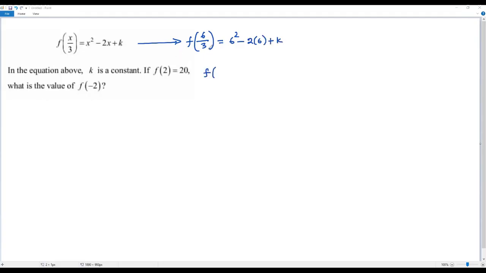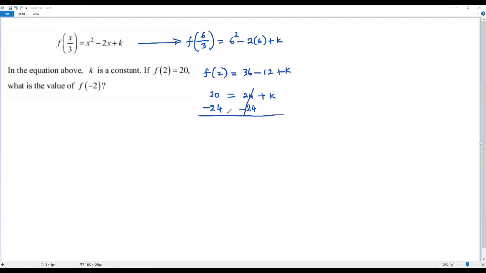Okay, here f(6/3) is 2, that is f(2) = , on the right side the value of 6² is 36, -2 times 6 is -12, + k. Already we have the value for this f(2), that is 20. We can plug in this 20 for f(2) over here. Then we get 20 = , when I combine this +36 and -12, I am getting +24, + k. My aim is to get the value of the constant k. For that, we have to subtract 24 from both sides of this equation.